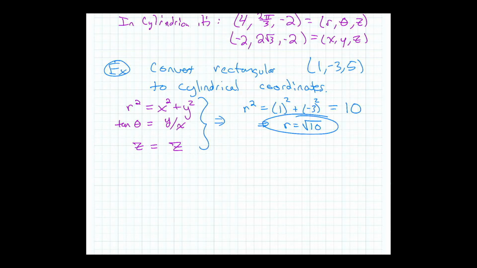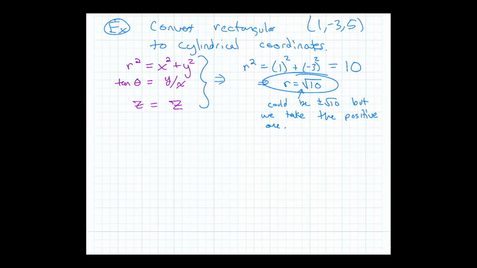So that's the first thing to pay attention to. Now it could be technically plus or minus there, but we take the plus unless you have a reason not to. Could be plus or minus root 10, but we just take the positive one. Okay, so we have the r.